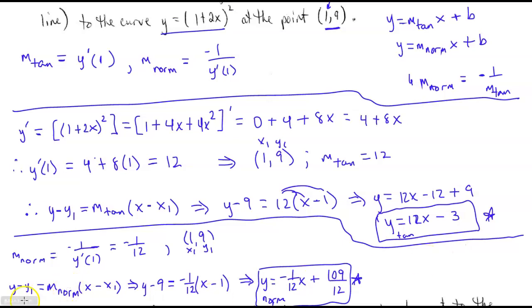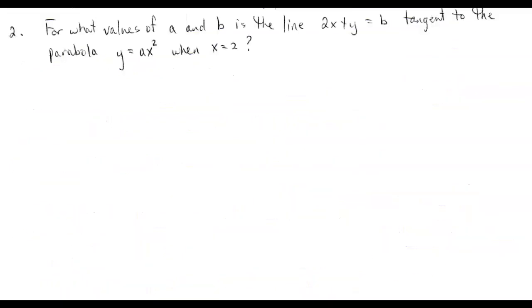All right, let's move on to our second example. For our next example, we're asked to find values of a and b, and we're assuming that a and b are real numbers. We want to know for what values of a and b is the line 2x plus y equals b tangent to the parabola y equals a times x squared when x is equal to 2.